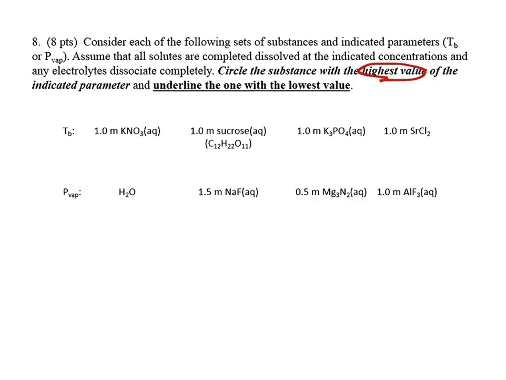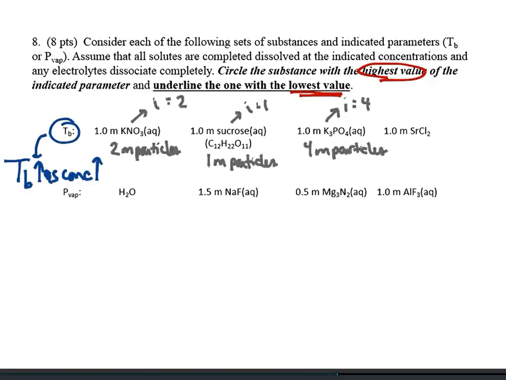So we're going to circle the highest value and underline the lowest value. So boiling point increases as concentration increases. Now, if you look at each one of these solutions, potassium nitrate dissociates into 2 particles per mole of potassium nitrate. So 1 molal solution has 2 molal particles. Sucrose is a non-electrolyte, so it has 1 molal particles. Potassium phosphate dissociates into 4 particles for each formula unit of potassium phosphate, which means that a 1 molal solution is 4 molal particles. Strontium chloride dissociates into 3, 1 strontium and 2 chlorides, which means this is overall 3 molal particles.